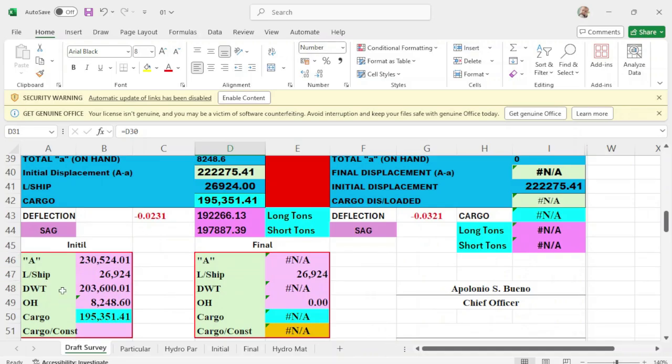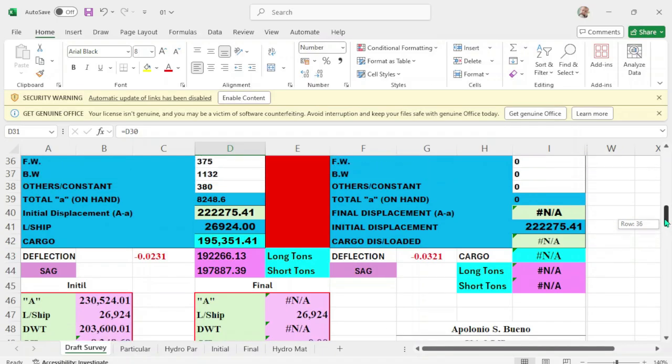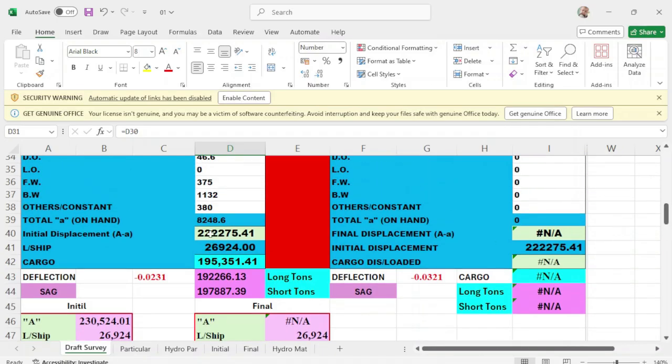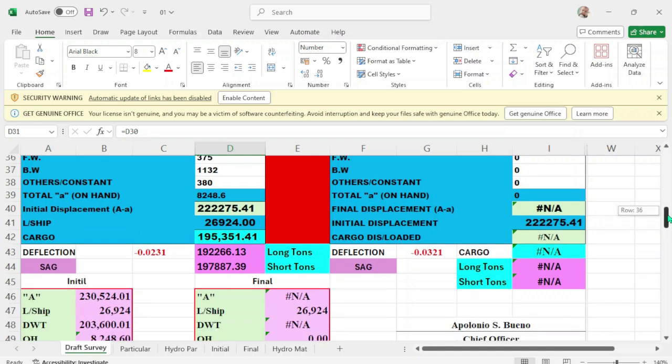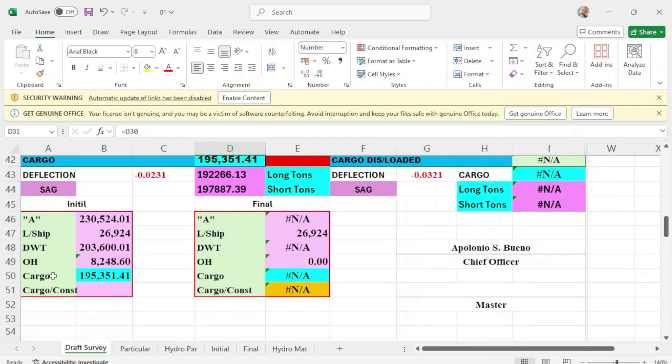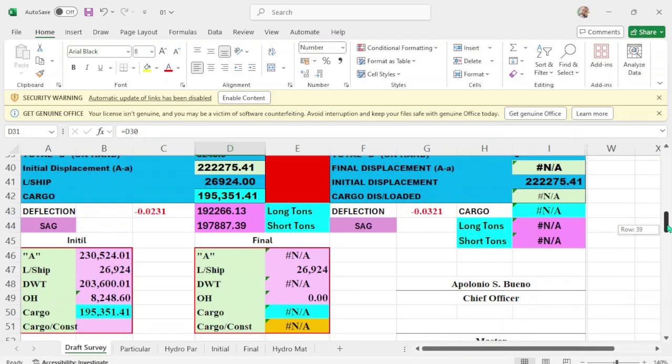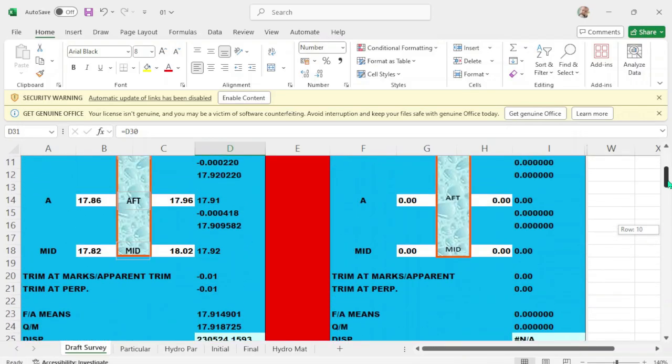That will be your dead weight. Dead weight minus your onboard ROB, which is this one, 8248.6, and this will be your cargo. Okay, so that is for your initial.